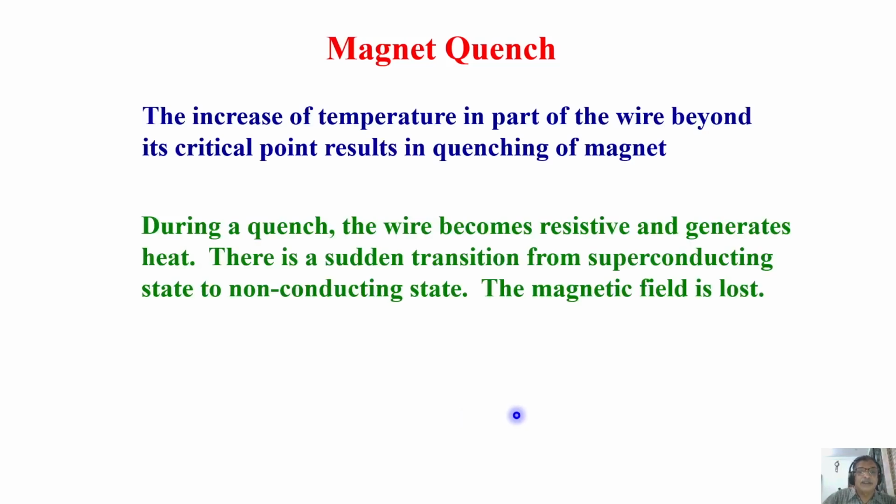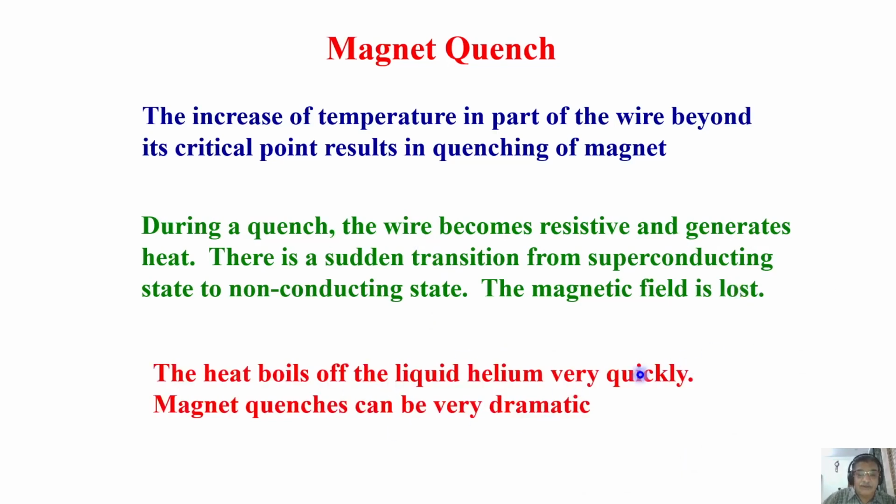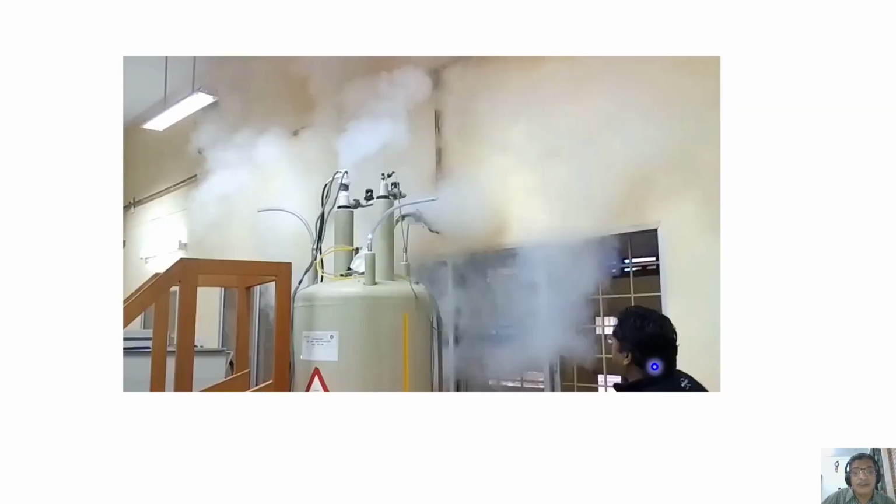We see the magnet quench because of the increase in temperature. When it happens, suddenly the superconducting material enters into a non-conducting state. From the superconducting state, it loses superconductivity and gains a resistance which was zero before, and the whole magnetic field is lost. So the helium boils off very rapidly, and if you really see the magnet quench, it looks very dramatic.